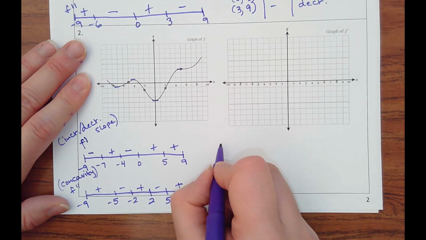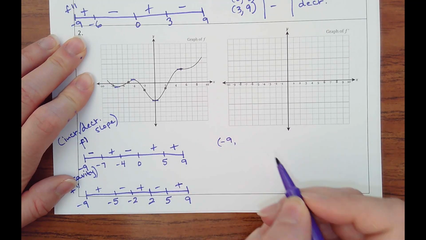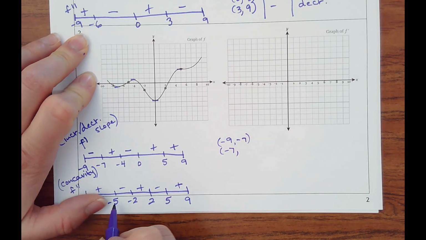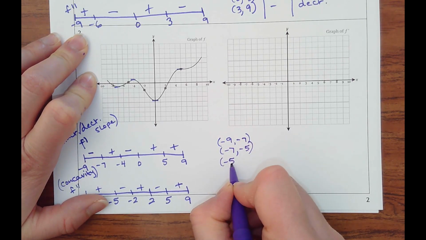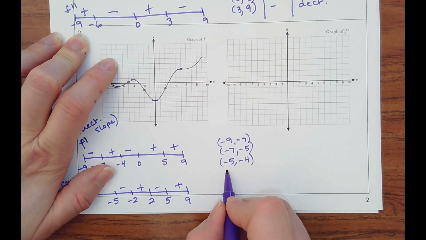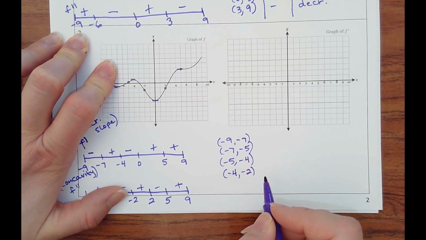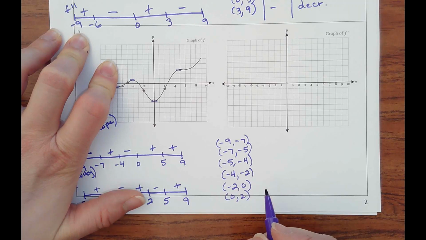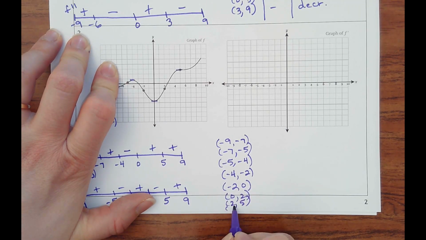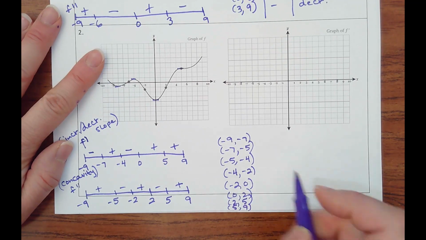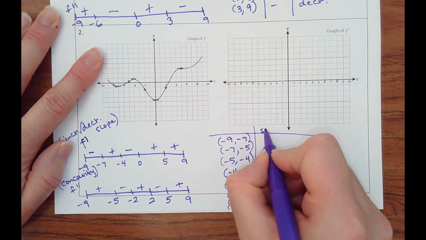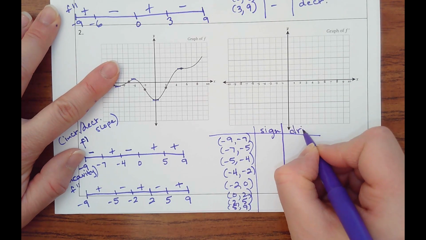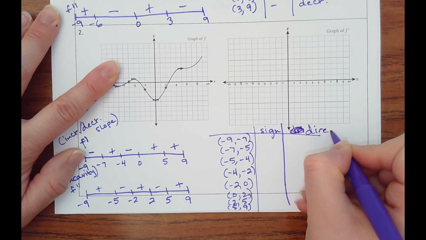So now we're going to make our table. We've got lots of intervals here. We always start with -9 on these. Next number I'd get to would be the -7. And then after -7, the next number would be the -5. -5 to -4. -4 to -2. -2 to 0. 0 to 2. 2 to 5. 5 to 9. Then we'll have our sign that tells us whether we're above or below the x-axis, and then we'll have our direction, whether we're increasing or decreasing.